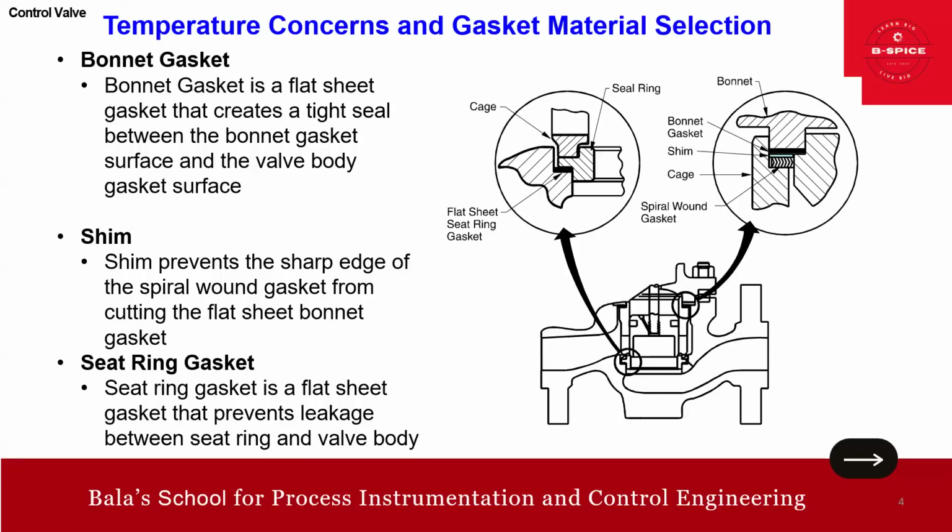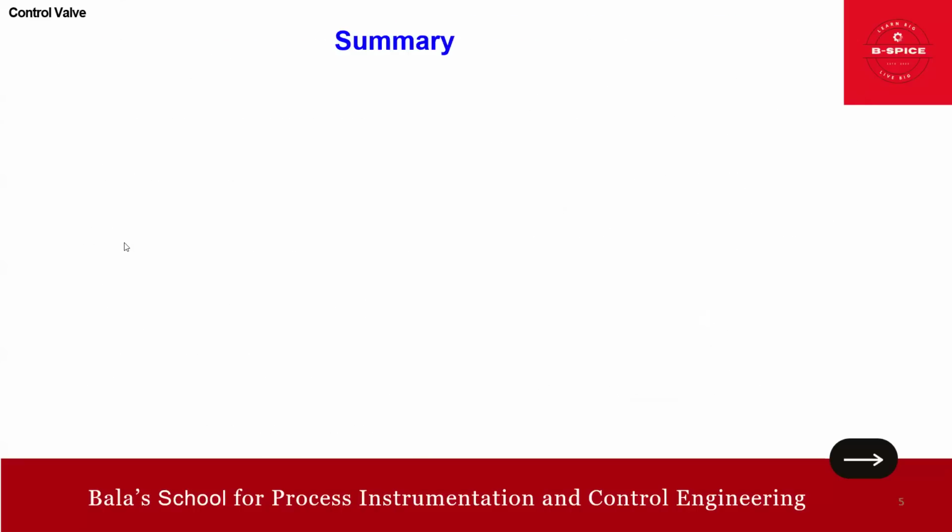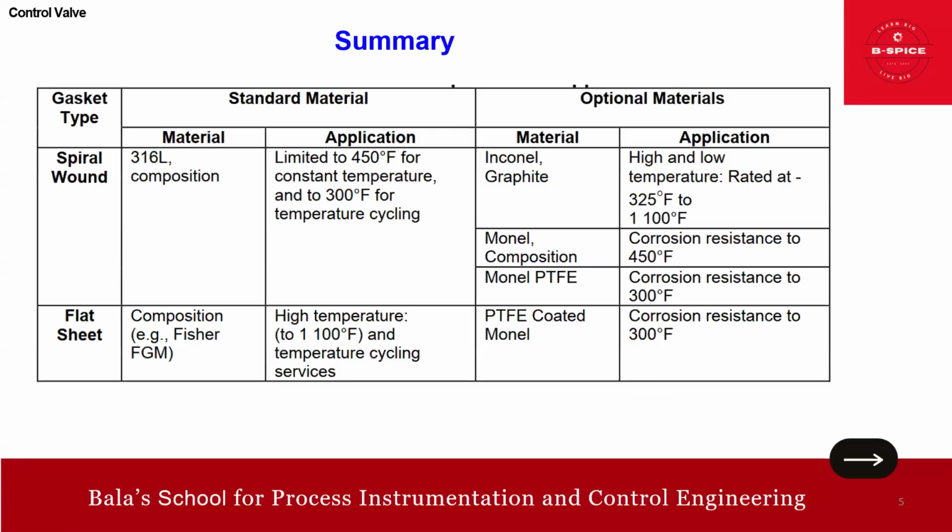I hope you understand the meaning of the spiral wound gasket, bonnet gasket, shim, and seat ring gasket. Basically it's a shim, so not a gasket, actually a sheet. Now we go into the summary. If you talk about gasket types, spiral wound and flat, there are two types. So what is the material?